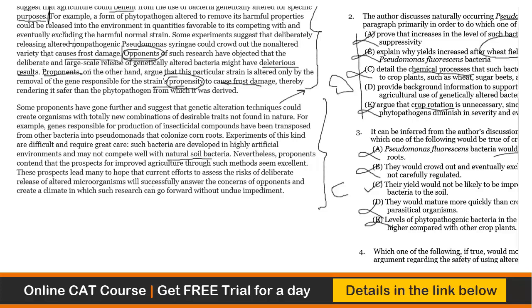So what is the meaning here? Altered non-pathogenic. That means Pseudomonas is of two kinds now. One is altered and the other is non-altered. So what happens? If you deliberately release the altered non-pathogenic Pseudomonas, they will throw out the non-altered variety that causes frost damage. So as a result of spraying the altered Pseudomonas, the non-altered is getting lost, and because of that the frost damage will not happen, because the non-altered is causing frost damage. The altered is not causing frost damage. Why? Because the alteration has been done only by the removal of the gene responsible for the frost damage. So if that gene is removed, the frost damage will not happen.